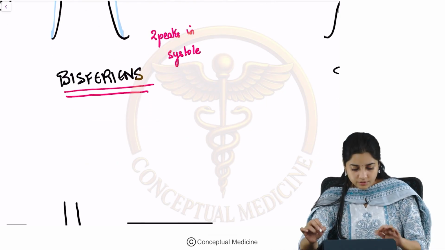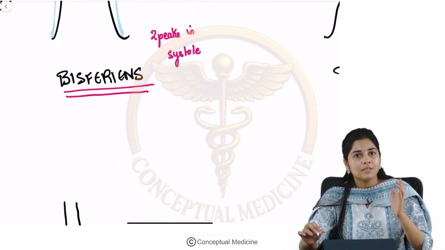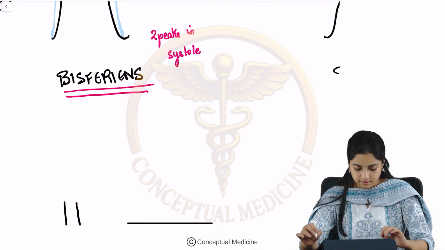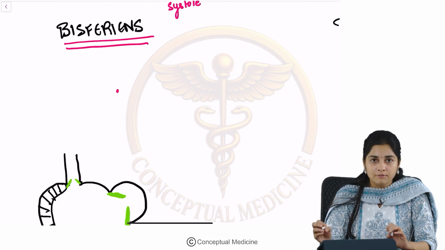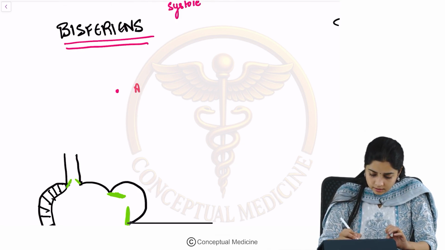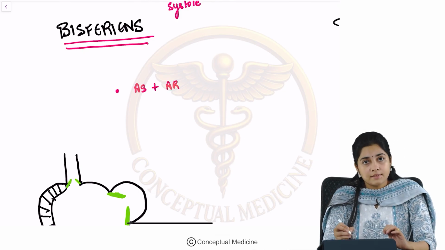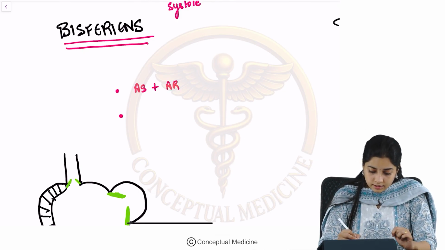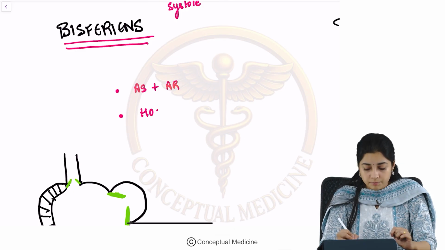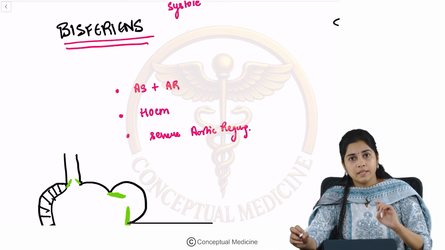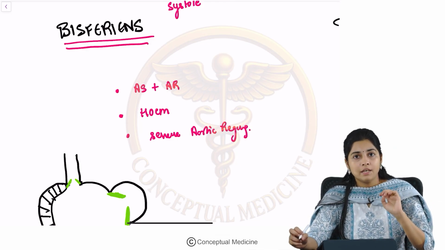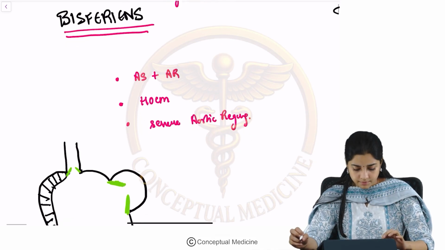Okay. So let us look at the mechanism of pulsus bisferiens and you will understand why certain conditions have it. Let us see where it is seen first. It is seen in AS with AR, aortic stenosis with aortic regurgitation. It can also be seen in hypertrophic obstructive cardiomyopathy, or HOCM. It can also be seen in severe aortic regurgitation. So AS with AR, HOCM and severe aortic regurgitation is where you see pulsus bisferiens.